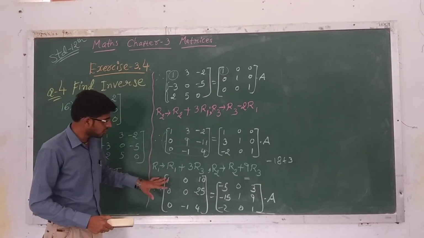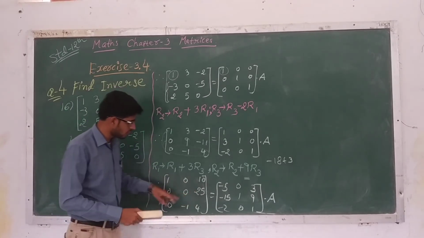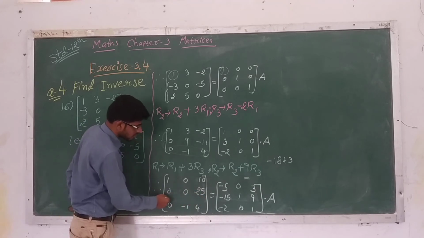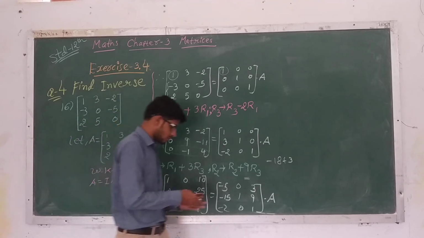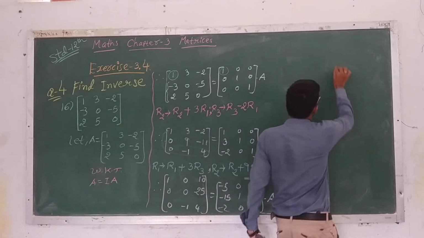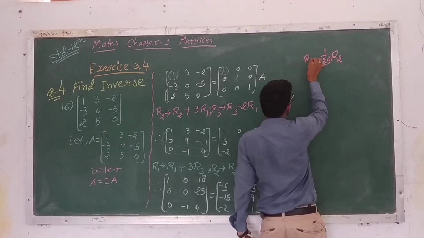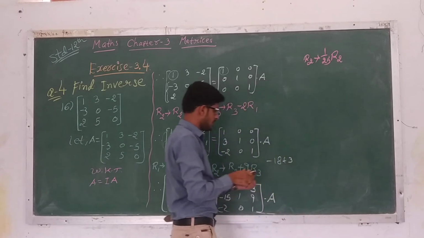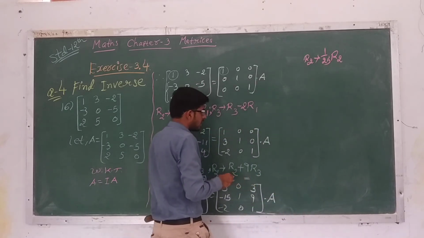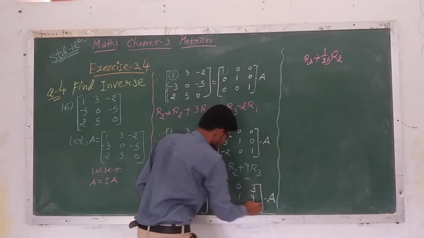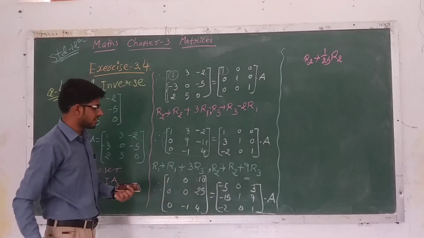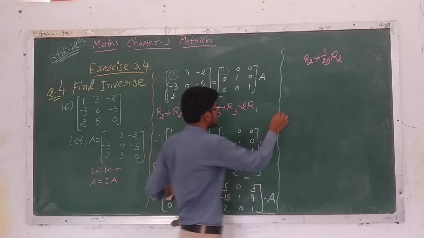Okay, next we also have to divide this element by 25, so R2 divided by 25, applying on the second row. So write down the first and third rows as they are on both sides.